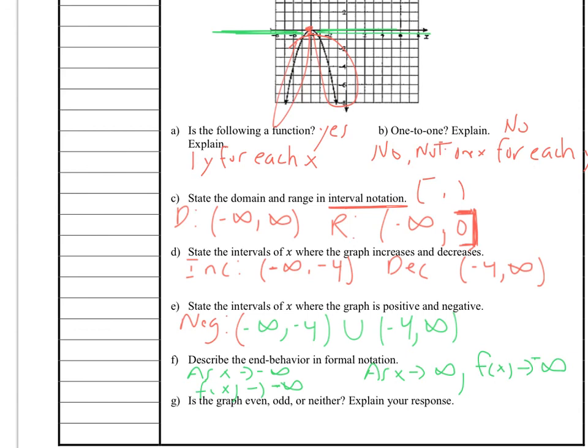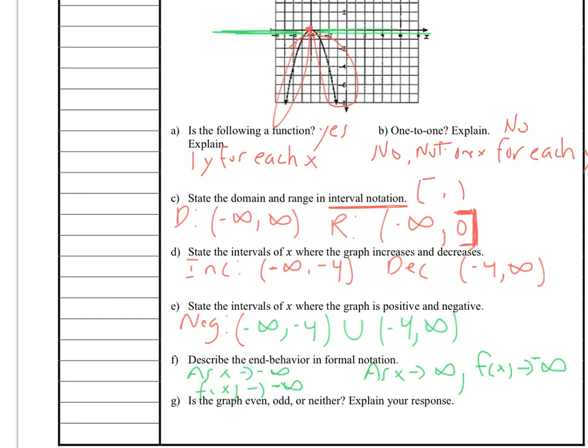Is the graph even, odd, or neither? Now, people might look at this and say it looks like it is one of those, even versus odd versus neither. So even is a reflection over the y-axis. Odd is if you flip the thing upside down or rotate it about the origin. But just flip your paper over upside down if you really want to know about odd. And yeah, if it looks the same, it's odd.